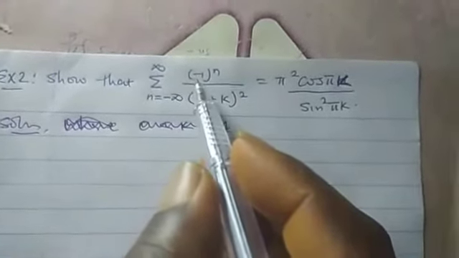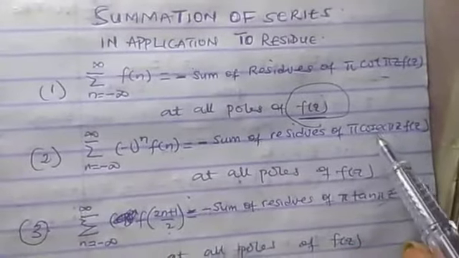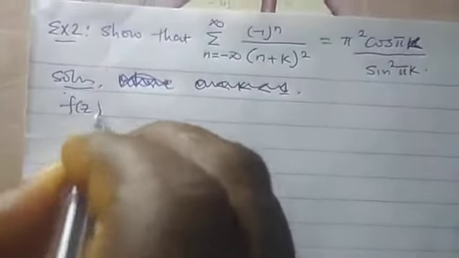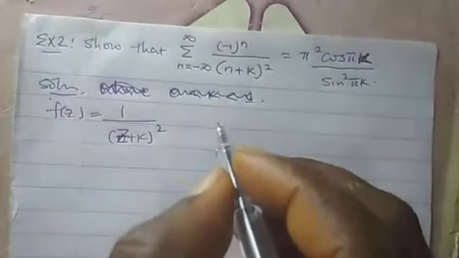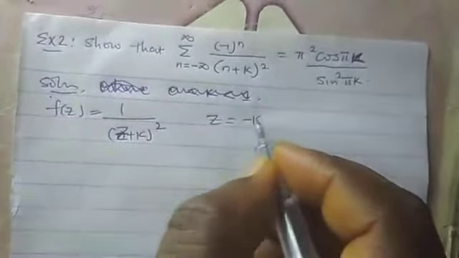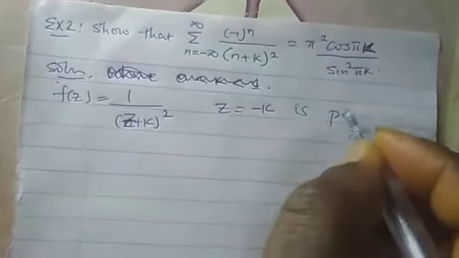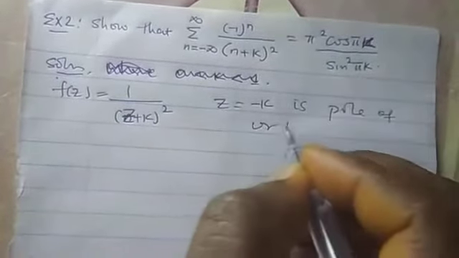So since we have minus 1 raised to power n, what we are using is minus the sum of residues of pi cosec pi z. Now, the first thing is, what's our f of z? Our f of z is 1 over n plus k all squared. Okay, we have turned n to be z now. So in this place, z is equal to minus k. It's a pole. It's a pole of order 2.